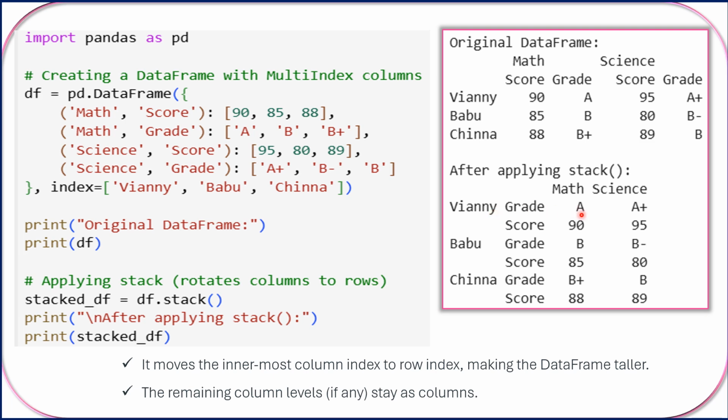So for Vianney the grade is A and score is 90 for math. Also for science it is A plus and 95. Correspondingly the data is available for the remaining index values also. So this is how we have changed from column to row.